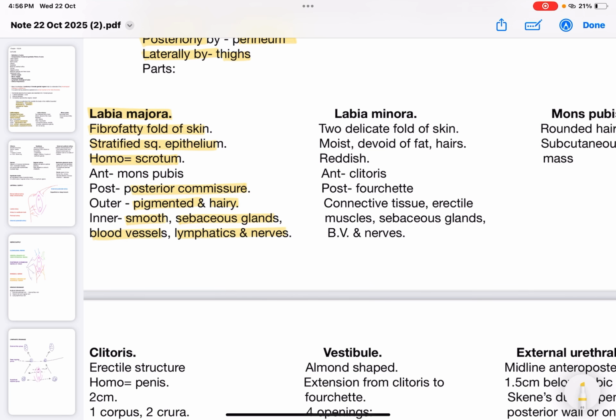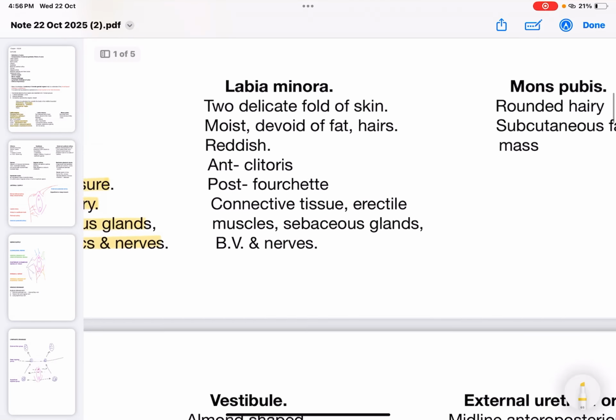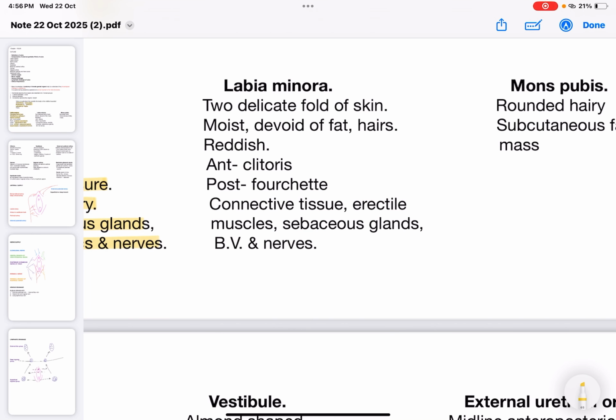Okay, so labia minora, it is a delicate fold of skin which is moist, devoid of fat and hairs, reddish in color, which is similar to the mucosa. Anteriorly it forms clitoris and posteriorly it forms frenulum. It comprises connective tissue, erectile muscles, sebaceous glands, blood vessels, and nerves.